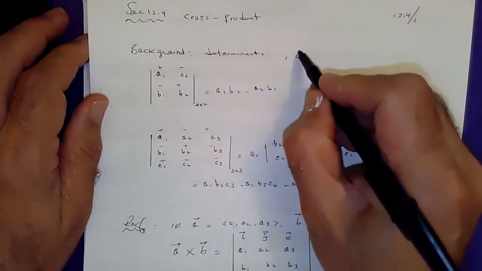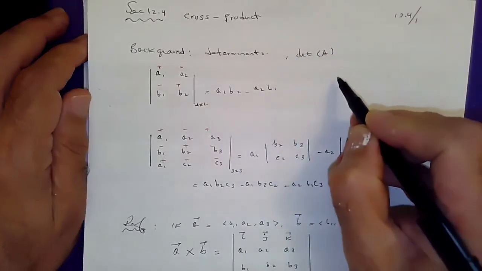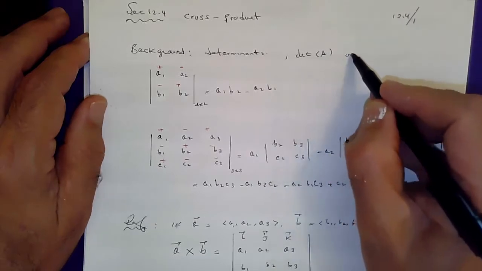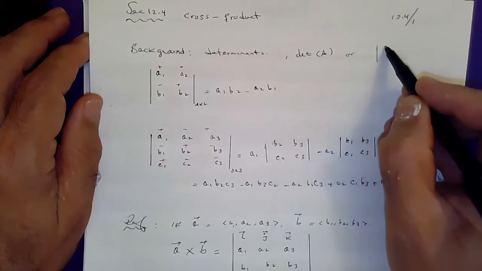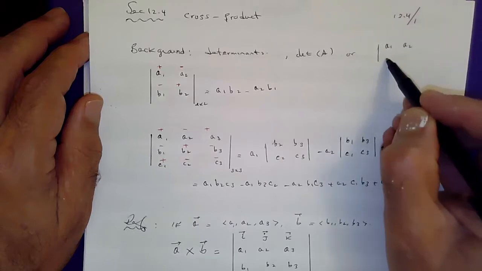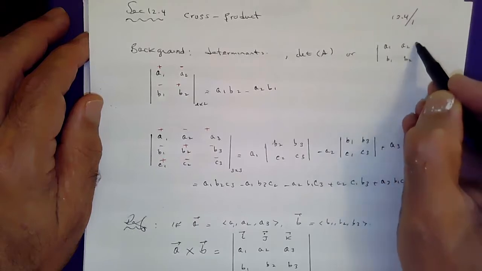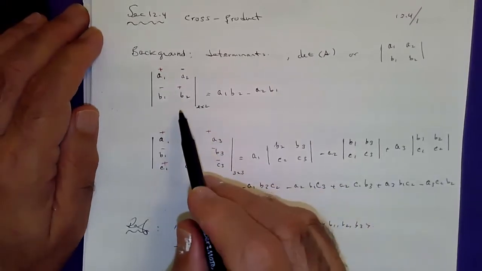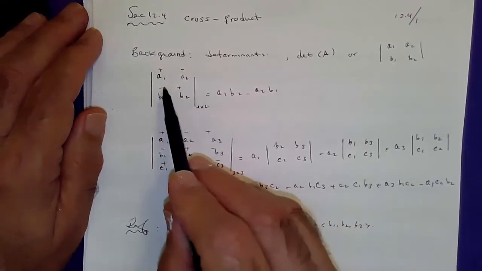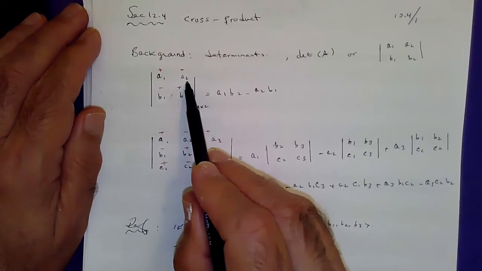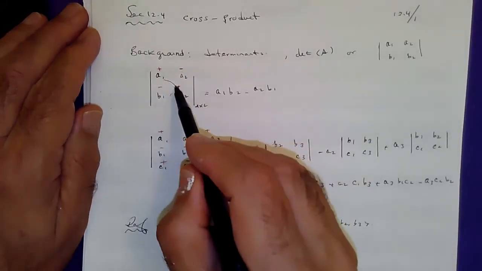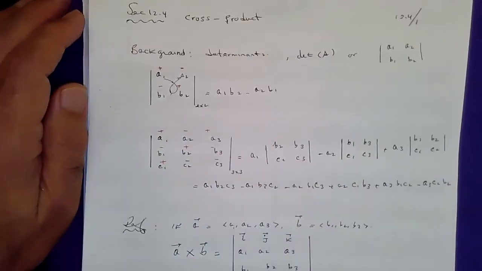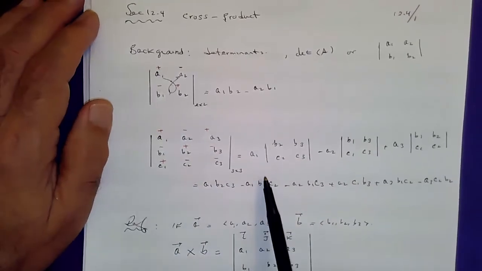Usually the notation is det of a matrix A, or sometimes they just write the elements of the matrix inside a couple of bars, like absolute value bars. So the definition of a 2 by 2 determinant is what? A1 B2 minus what? B1 A2. So you go like this and subtract the result. And the order matters. For 3 by 3 it is a little bit tricky.